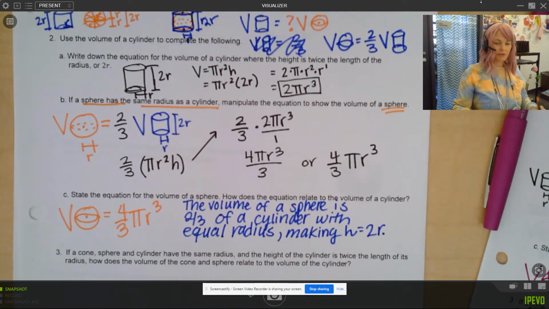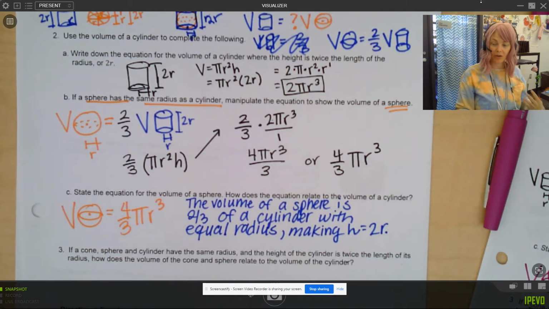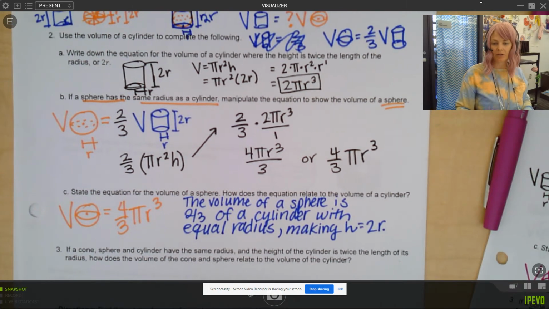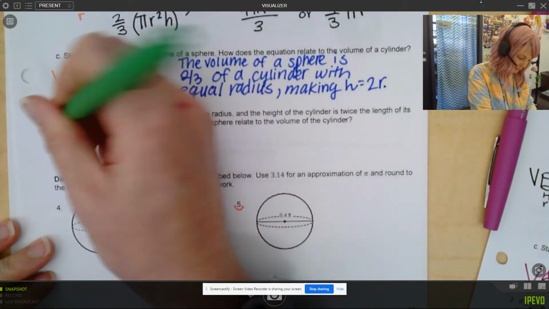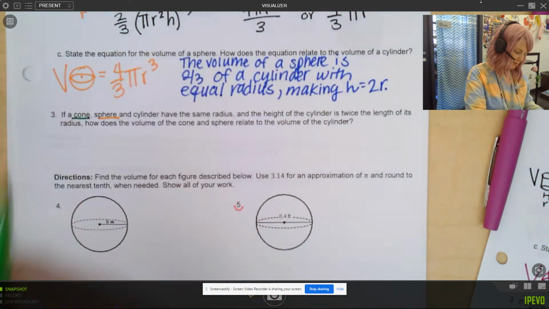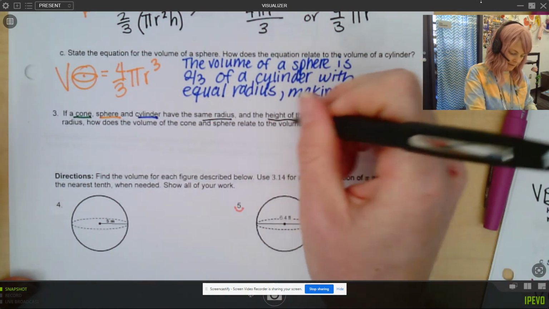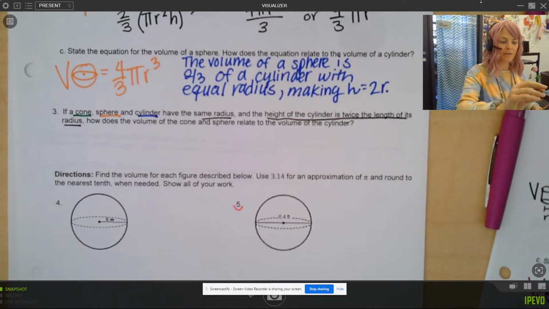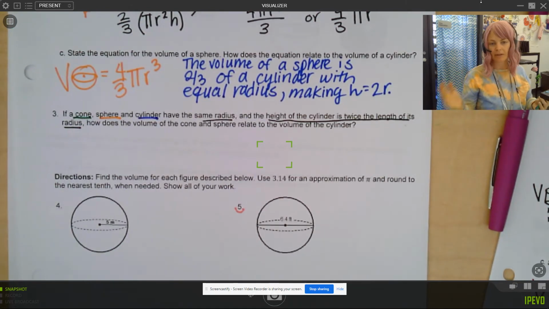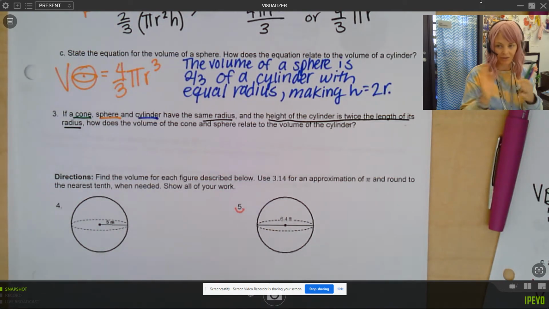Okay. So now that we've explored the volume of a sphere and we know the volume of a cylinder and the volume of a cone, let's look at all of them together, compared to our base shape, the cylinder. So if we have a cone, a sphere, and a cylinder, all with the same radius, and the height of the cylinder is twice the length of its radius, and of course also the cone, then how does the volume of the cone and sphere relate to the volume of the cylinder? We're relating the cone to the cylinder and the sphere to the cylinder.